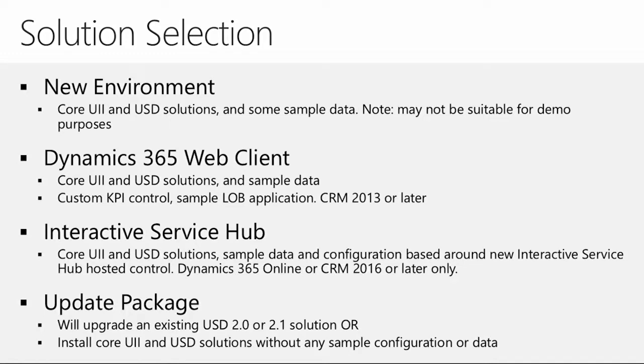There's a new environment, there's a Dynamics 365 web client, there's an interactive service hub, and then there's an update package. Depending upon what it is that you are trying to do, you're going to choose any one of these individual options. New environment is the one that you're going to use for most of your situations when you start talking about core USD deployments. This is going to have just your core UII information and USD solutions. It might have a few pieces of sample data, but this is going to have just the baseline information that you can use to build a clean USD deployment from the ground up.